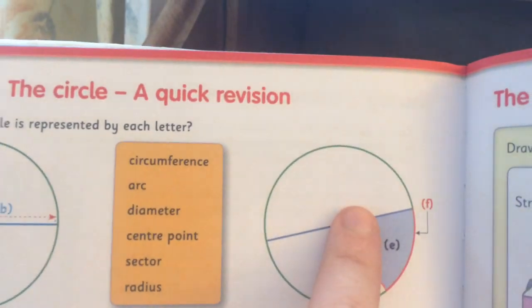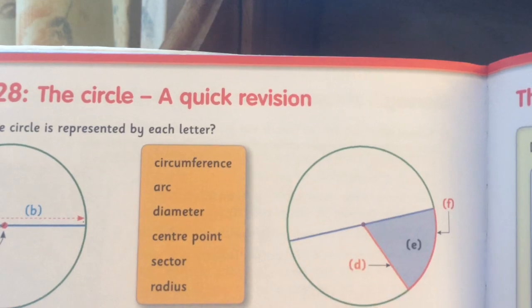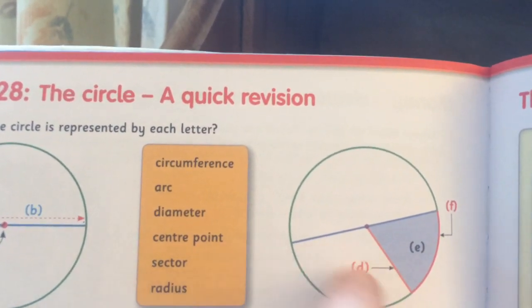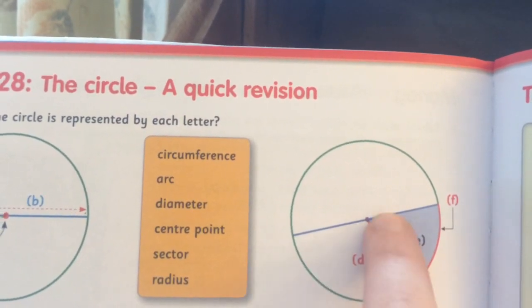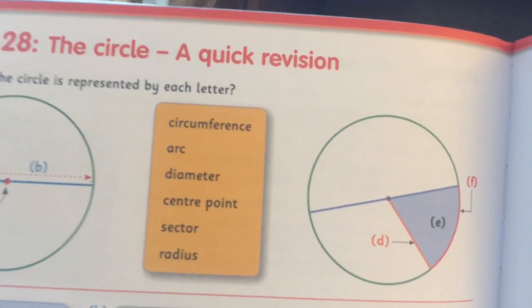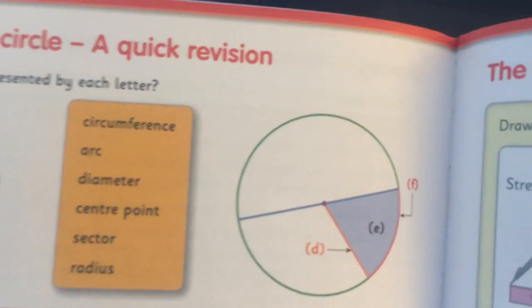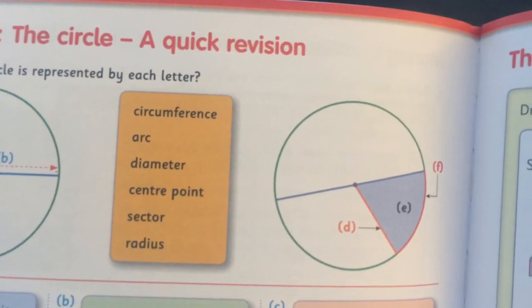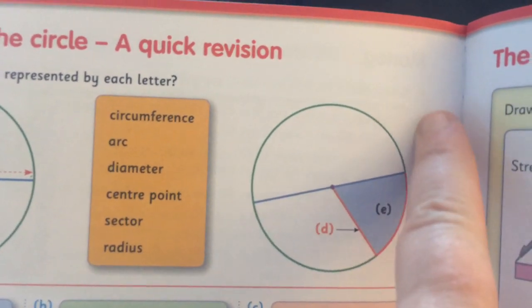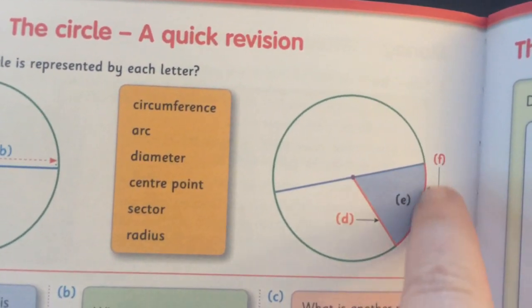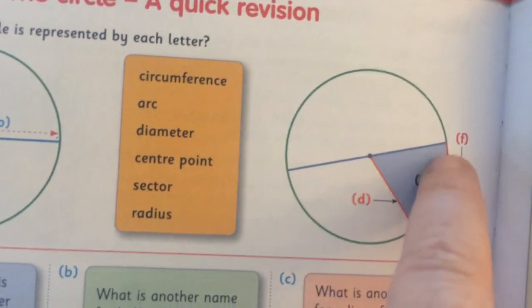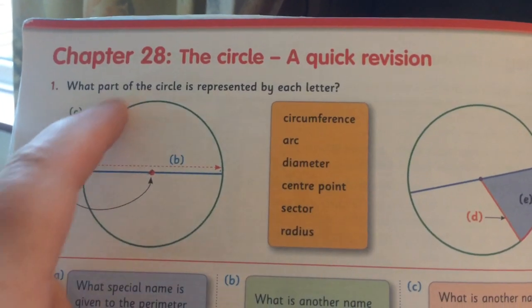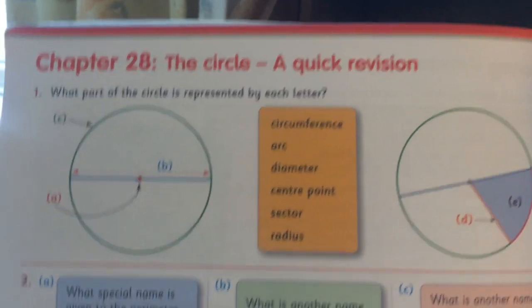And then when you look down here, when you go from the center point out to the circumference, that's the radius. And E is called a sector. To be honest, it's like a slice of cake. Think of it like that. A sector is always like a slice of cake. And then the outside part of that slice of cake, or the circumference around it, is called the arc. So this is the arc, this is the sector, this is the radius, this is the diameter, this is the circumference, and this is the center point.